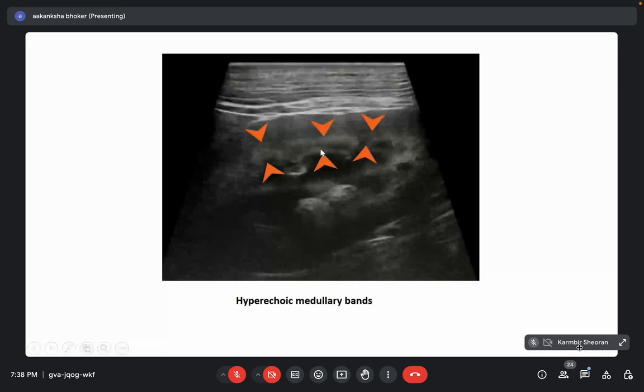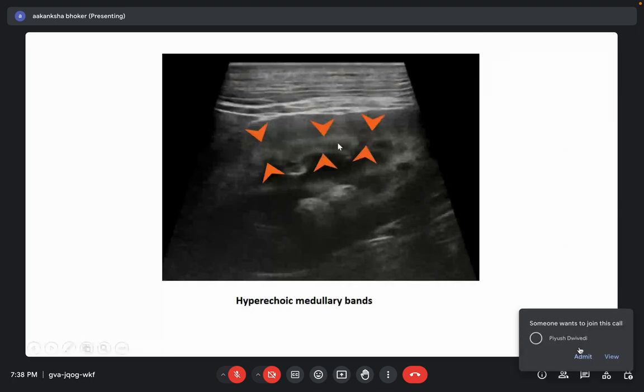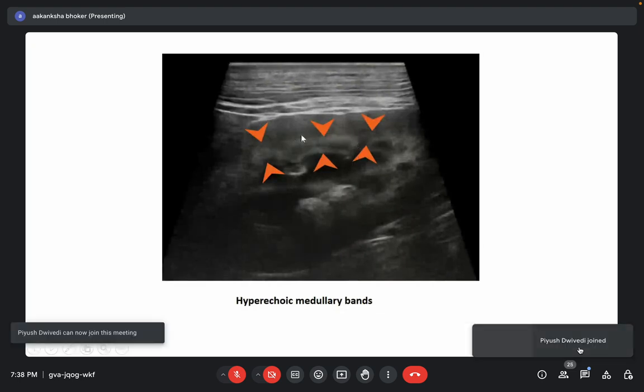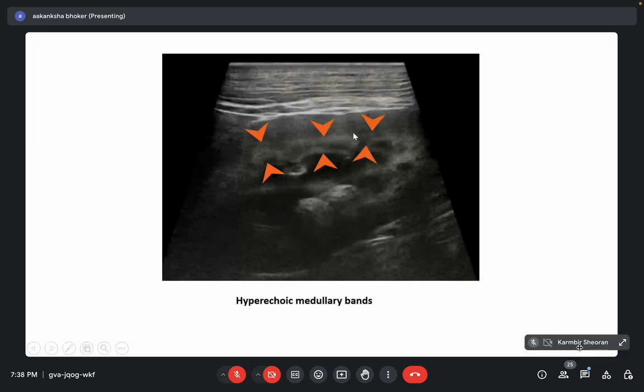Here, this is a medullary band, similar to what we have seen with the ethylene glycol toxicity. This is the renal cortex, this is the medulla, and at the junction of the cortex and medulla, we can see these hyperechoic medullary bands, which may be normal or may be pathological. So you have to correlate whenever you are seeing these changes. You must take at least blood samples so that you can correlate with the KFT values.